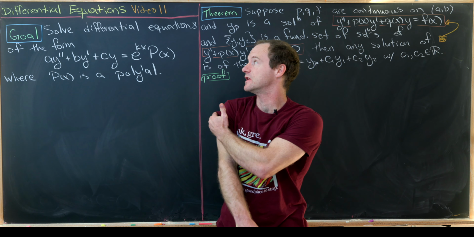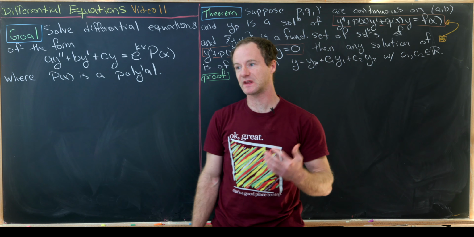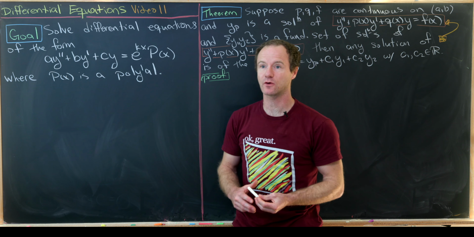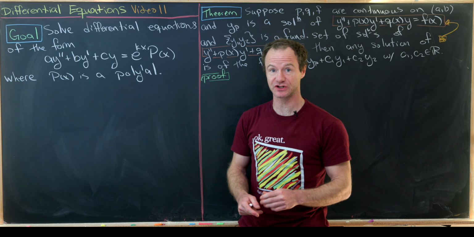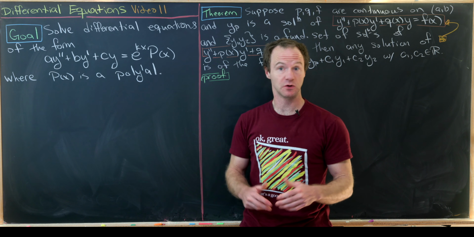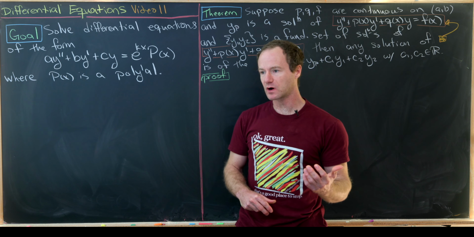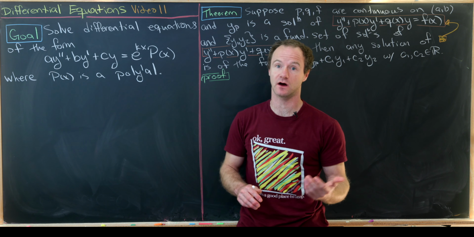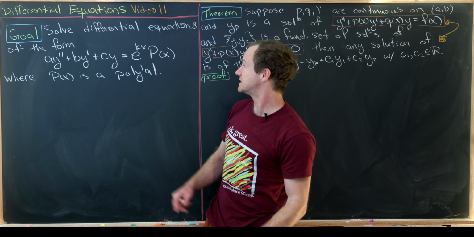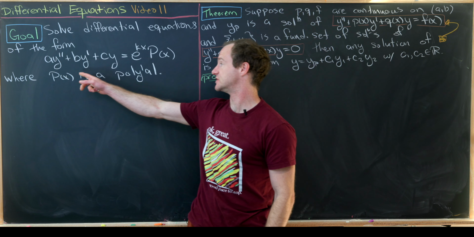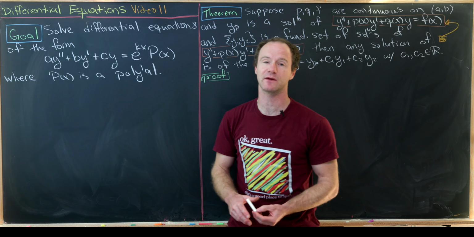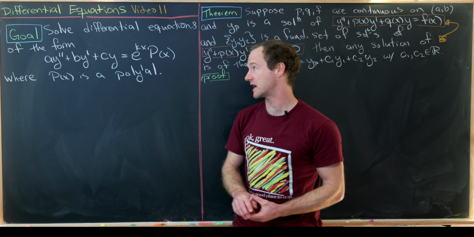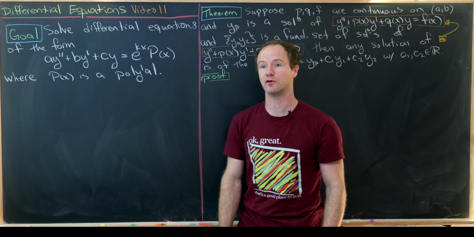This is the 11th video in a series devoted to differential equations. And in the previous video, we looked at how to solve every second order homogeneous linear differential equation with constant coefficients. We were able to solve all of them. And now we're going to look at their non-homogeneous counterparts, and we're going to look at a special case of their non-homogeneous counterparts. And in particular, we'll look at how to solve differential equations of the form ay double prime plus by prime plus cy equals e to the kx times p of x, where p is some polynomial.